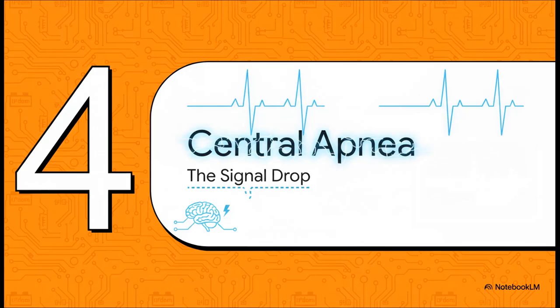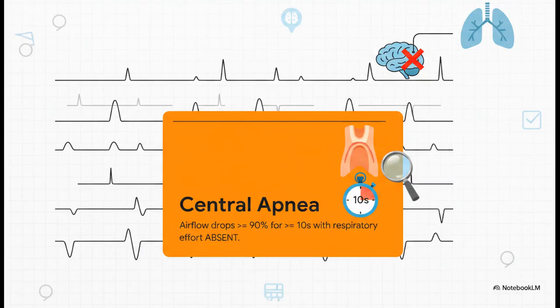Or you need to look for a spike up in the black EEG line, which tells us the patient's brain briefly woke up. Next up is section 4, central apnea, also known as the signal drop. Now we're leaving the plumbing issues behind and dealing with an electrical problem. In this case, the brain just temporarily stops sending the signal to breathe. The criteria start out looking pretty familiar. We need an airflow reduction of 90% or more, lasting for at least 10 seconds.